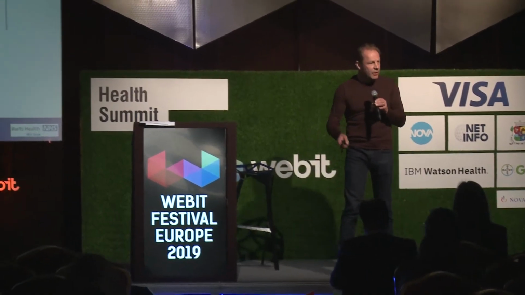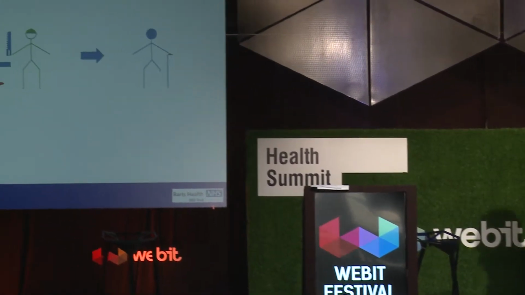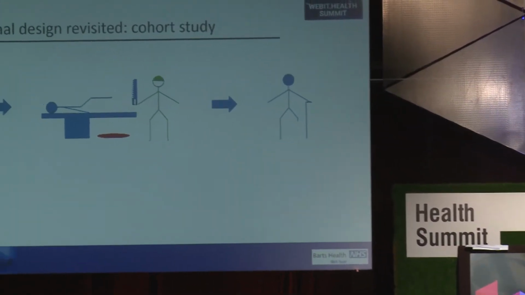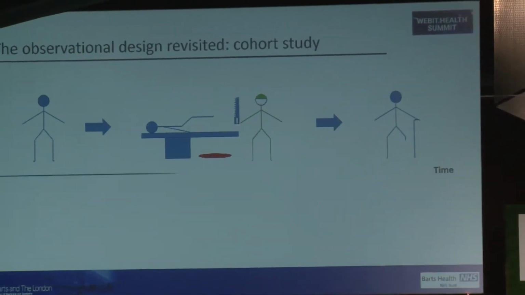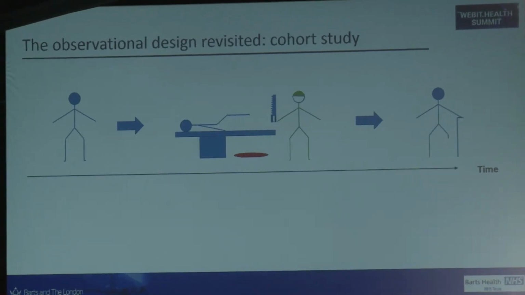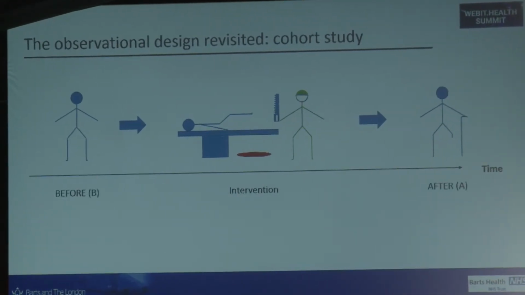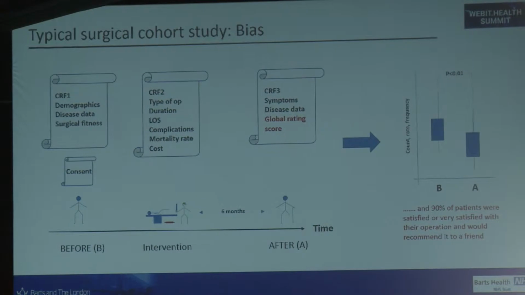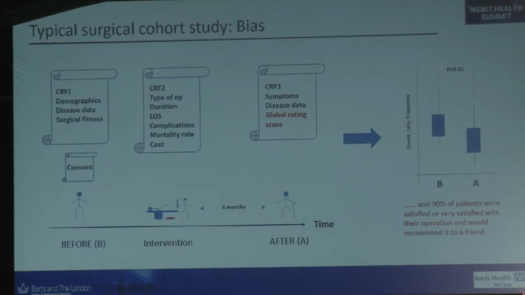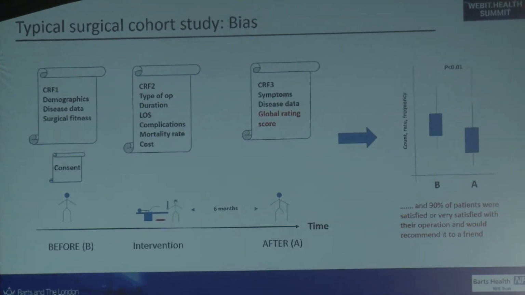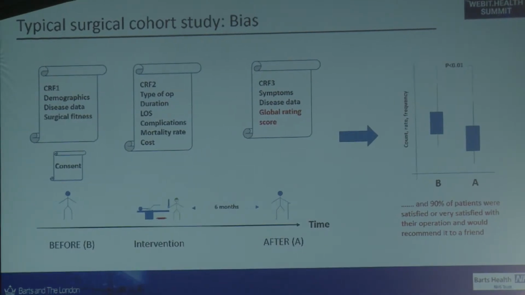So I'm going to revisit the natural experiment, an observational design, commonly called cohort studies. And I'm going to introduce to what I showed you before the variable of time. And for the rest of this talk, I will talk about before and after and an intervention. Here's a typical cohort study. We have a patient before their operation. We measure the usual things.